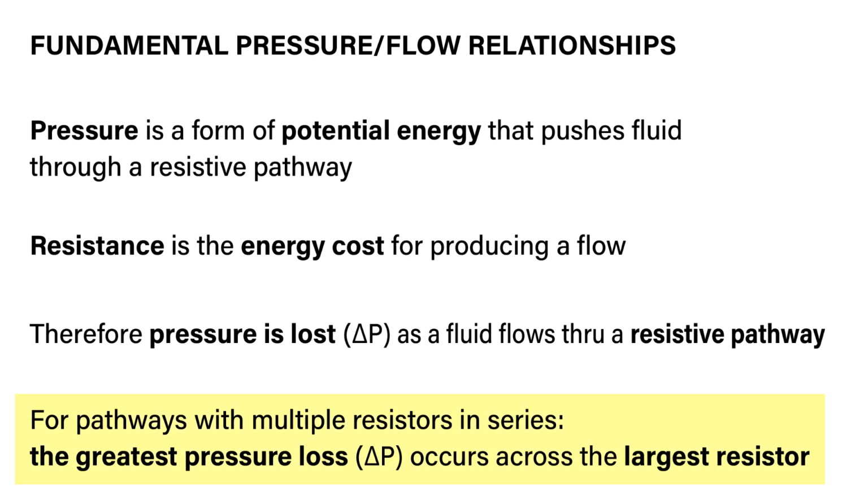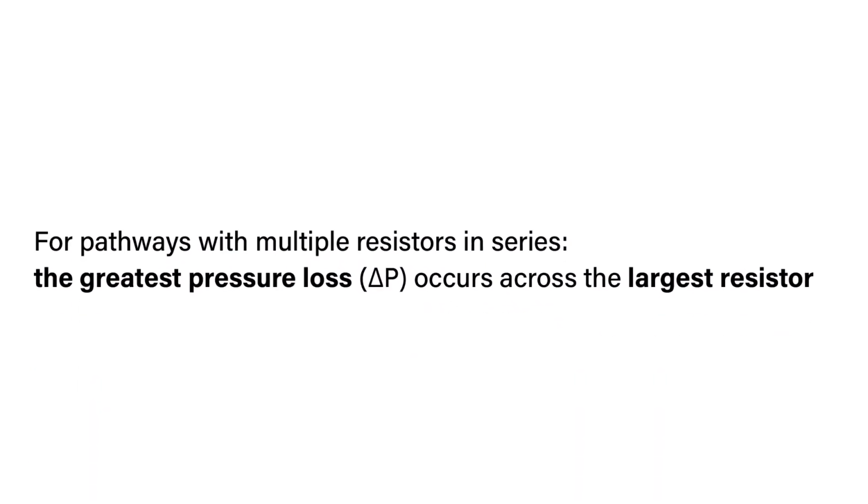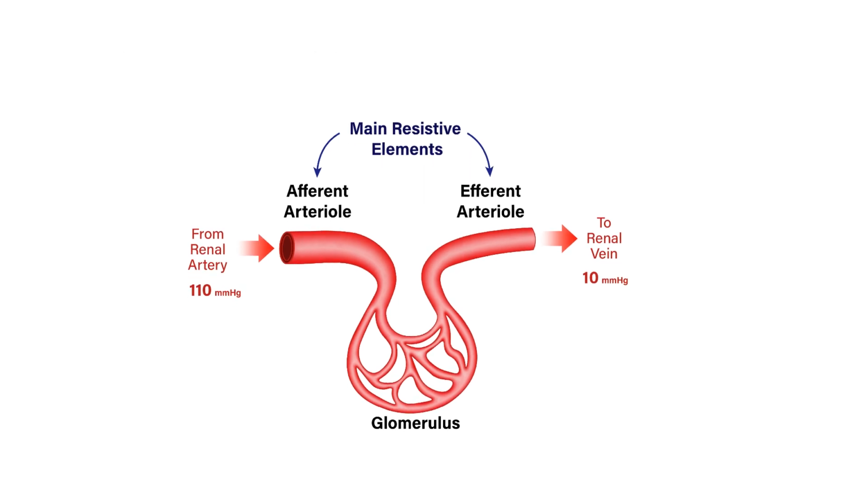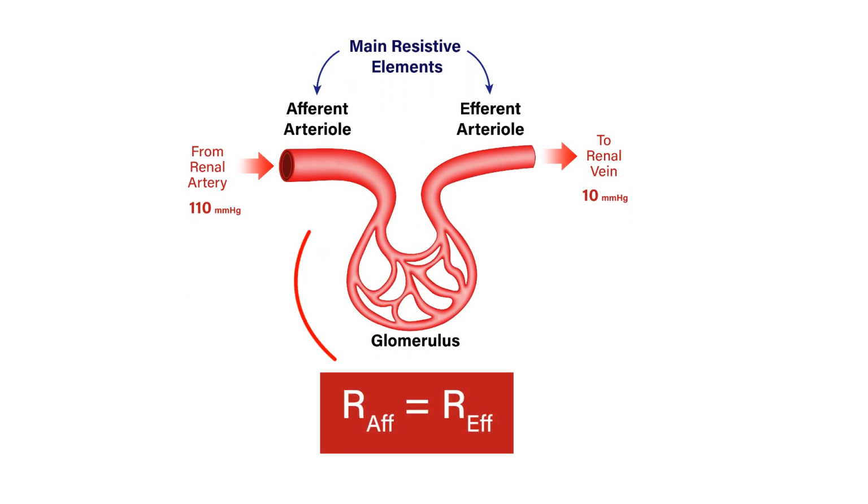And that is, for resistive pathways with multiple resistive elements in series, the greatest pressure loss occurs across the largest resistive element. Remember, the afferent and efferent arterioles are the main resistive elements within the renal vasculature. Therefore, pressure is lost as the blood is passing through these individual resistive elements. Because these are resistive elements in series, the greatest amount of pressure lost will occur across the arteriole that has the highest resistance.